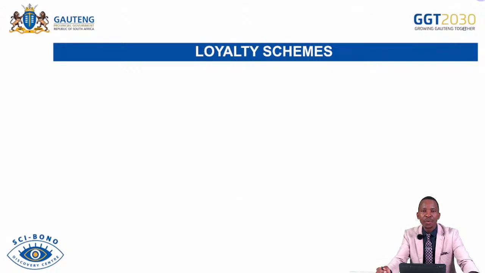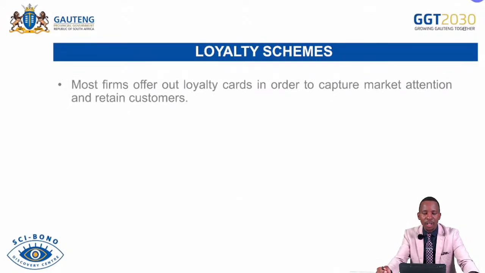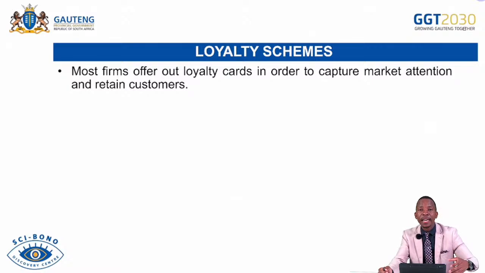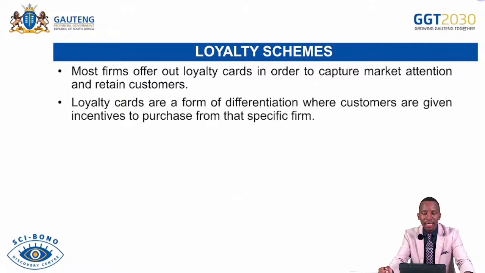Loyalty schemes. Firms happen to create loyalty schemes for their consumers. Most firms offer loyalty cards in order to capture market attention and retain their consumers. They ensure that if consumers are buying, they have those cards that will offer them discounts. That will allow the consumer to keep on buying from the firm, because there are points that are accumulated every time the consumer buys. So that's a part of the loyalty scheme. Loyalty cards are a form of differentiation where consumers are given incentive to purchase from that specific firm. So there is that incentive or benefit to purchase from the particular firm.